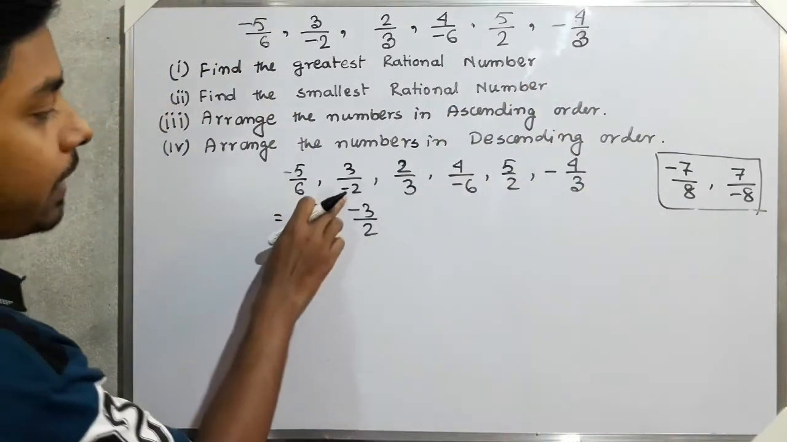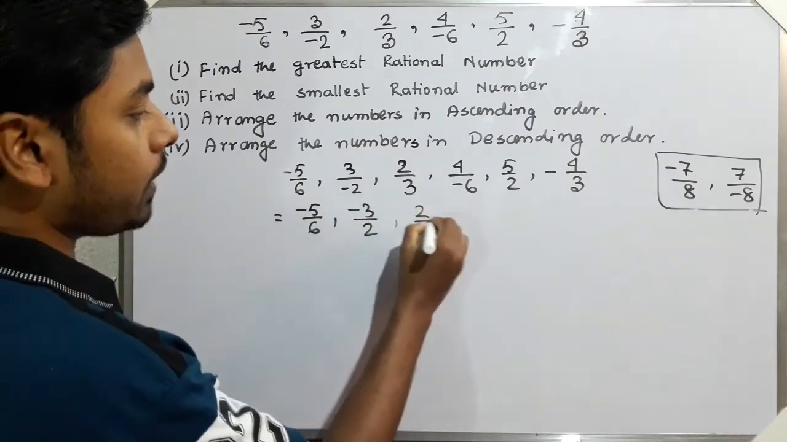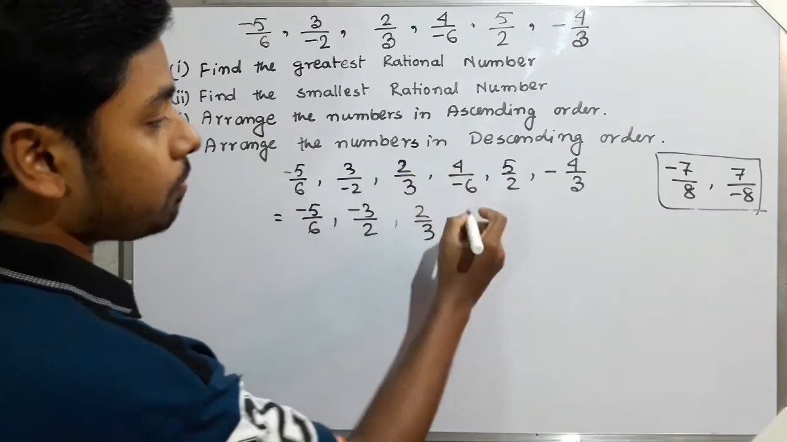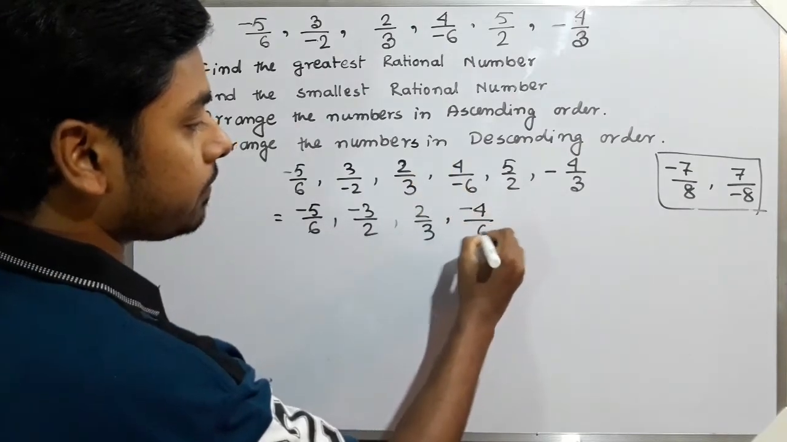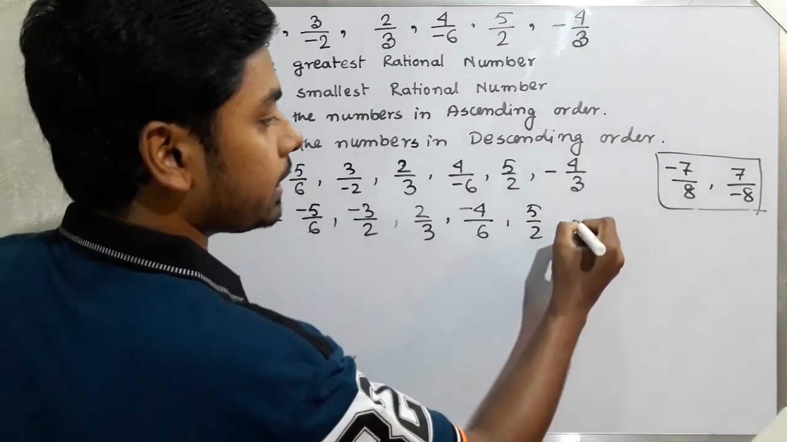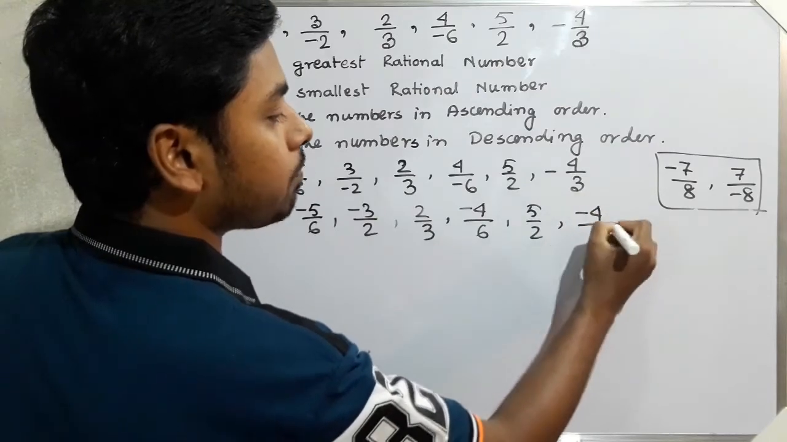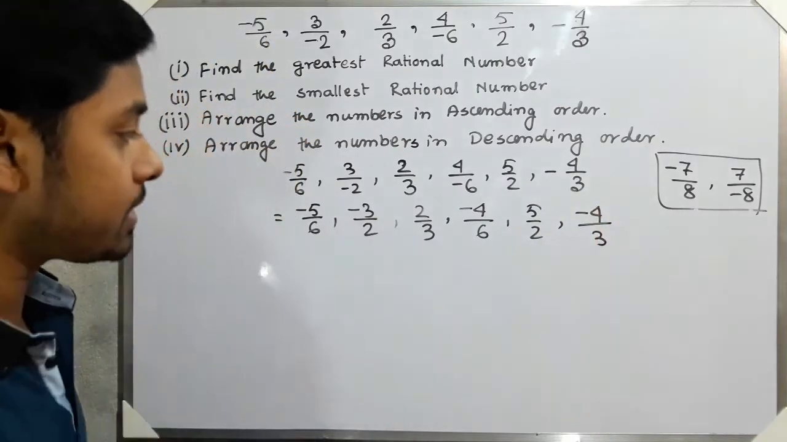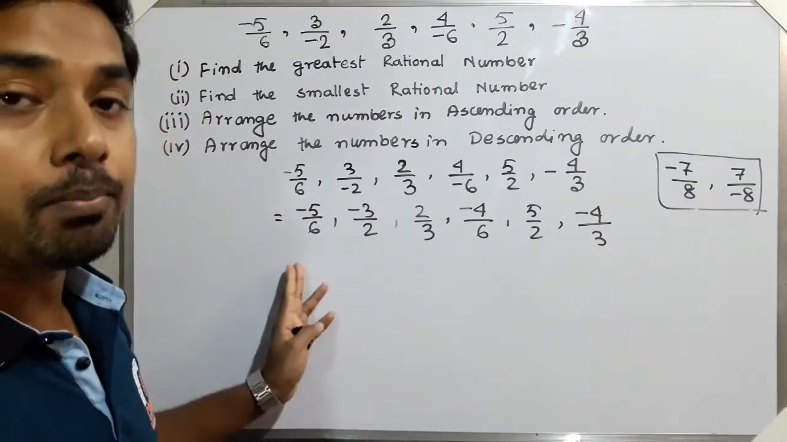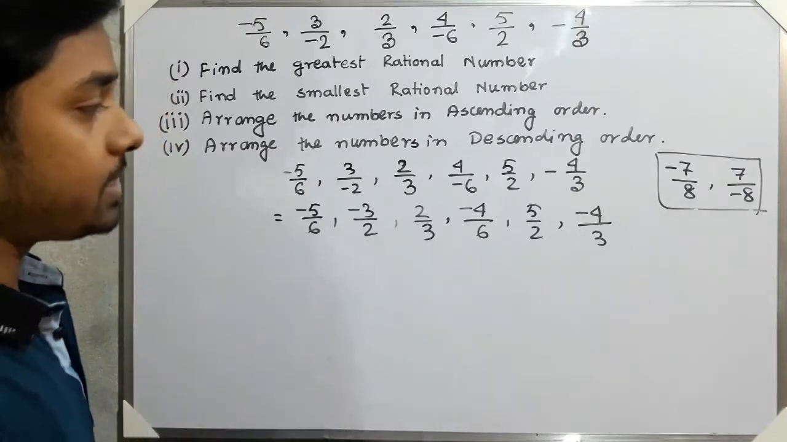So this minus sign we have taken in front of 3, and this one, 2 by 3, is the same. Then here 4 by minus 6, so the minus sign we will take up, then 6. Then 5 by 2, and here minus 4 by 3. Now you can see all the denominators we have made positive.